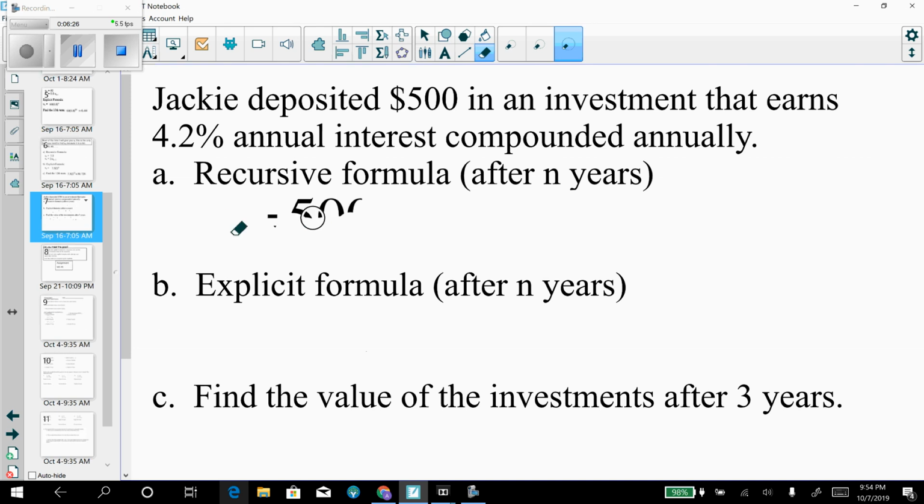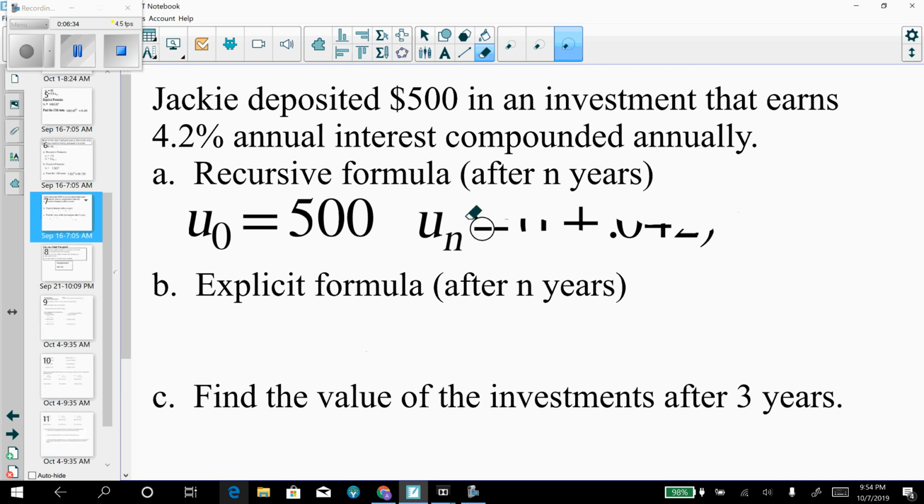Your recursive formula, u sub 0 is 500, and u sub n is u sub n minus 1 times our 1.042, or 1.042 u sub n minus 1. So, take a minute, see if you can write the explicit formula.